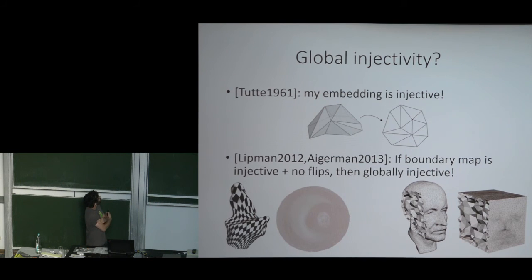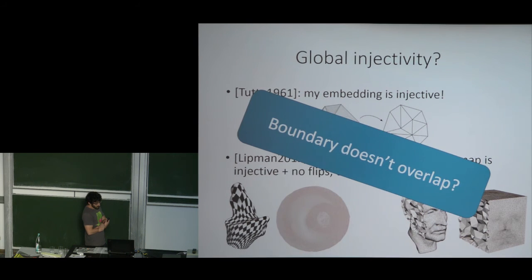Previous works from our lab also proved that if the boundary map is injective and you have no flipping of any of the triangles, then the mapping is guaranteed to be globally injective. Even if the boundary is non-convex or quite elaborate, as long as the boundary is injective and you avoid flips, for instance, using the boundary distortion spaces that Shahar mentioned, you're going to get a globally injective map. So the question remains, how do you make sure that the boundary doesn't overlap and the boundary map is injective?